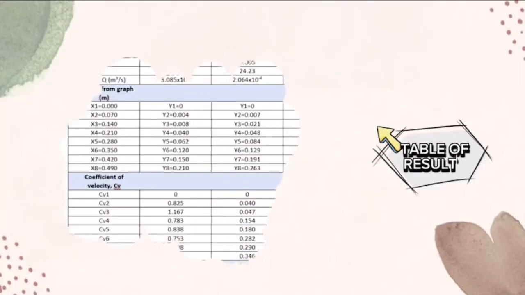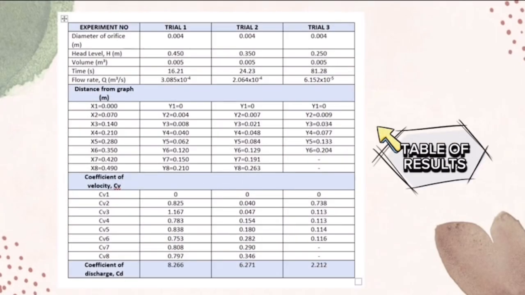I will now present the results obtained from this experiment. In this experiment, we conducted 3 trials. For all trials, we used an orifice diameter of 0.004 meters. The head levels for each trial were different: 0.45 meters for trial 1, 0.35 meters for trial 2, and 0.25 meters for trial 3. The volume used was 0.005 cubic meters.